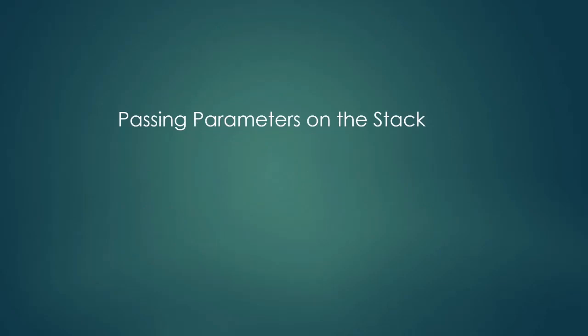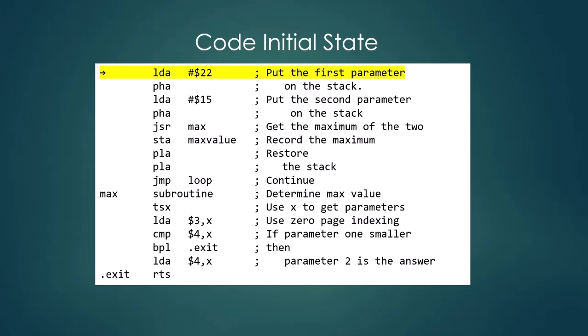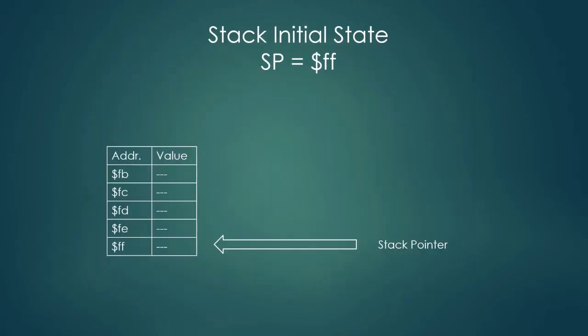So we're going to look at a code example and walk through a method of passing parameters on the stack. Here we have the code in the initial state. The line that's highlighted in yellow is the line that's about to be executed. And this is the stack initial state. You see that the stack pointer points to address FF.